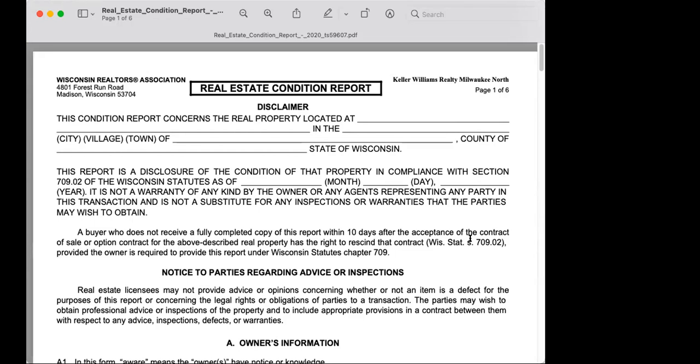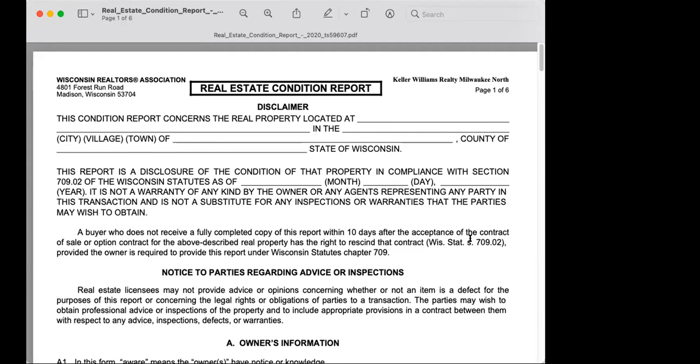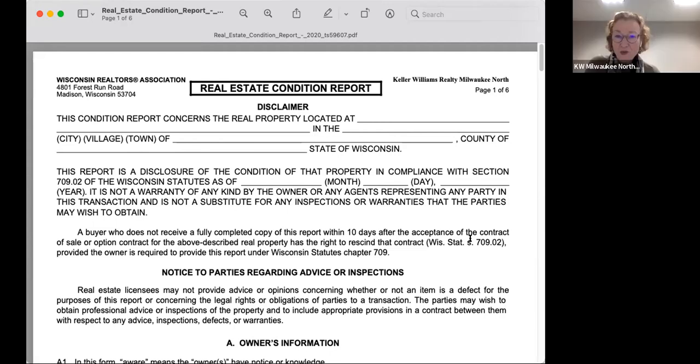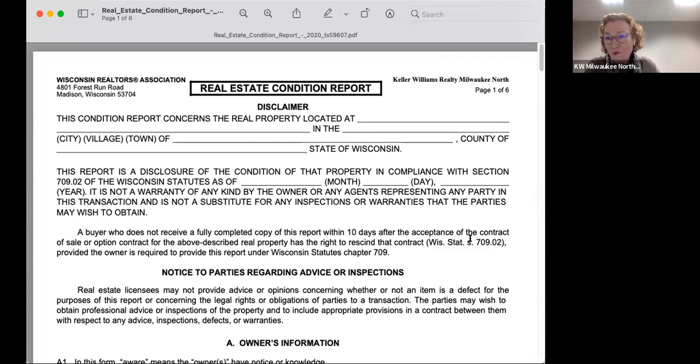You are not to enter anything into this form. It should all be filled in by the seller, either in handwriting, by giving them the actual paper form, or you can do it digitally. ZipForm, I guess, now has a way to digitally fill in the condition report and give it to the seller. I find it better, this is one of the few pieces of paper, to actually give them the paper product, where they can take a few days to review it and make sure that they've covered everything that they know about the property.